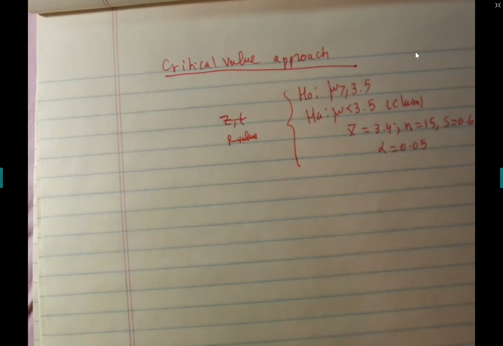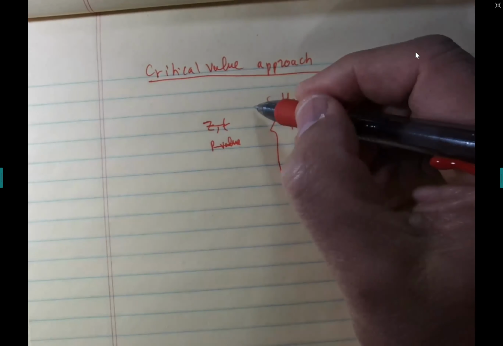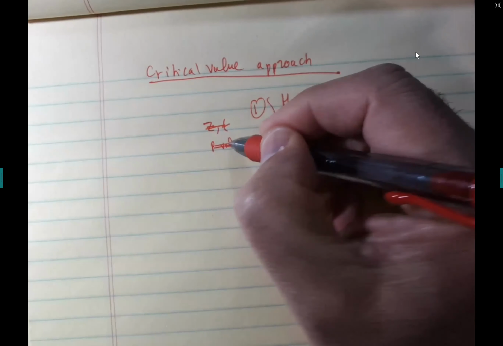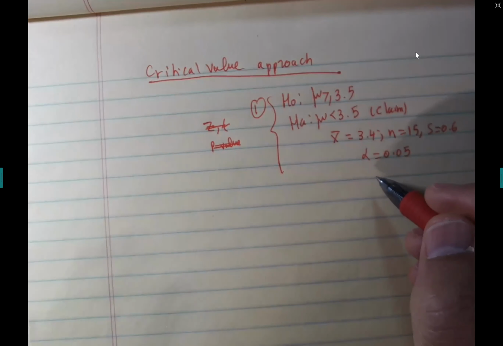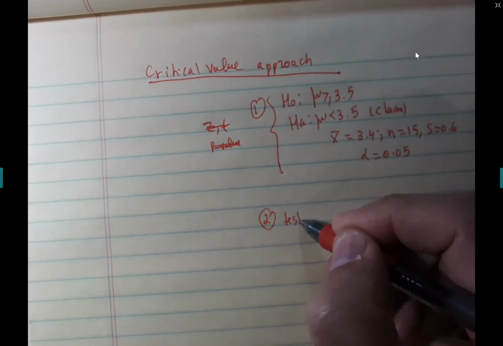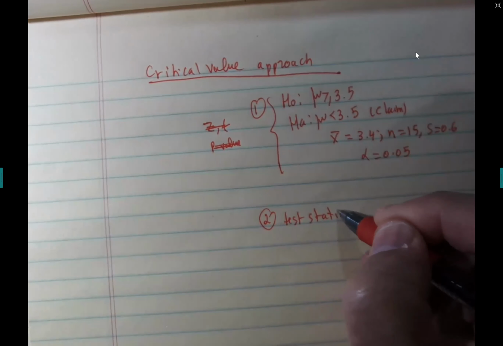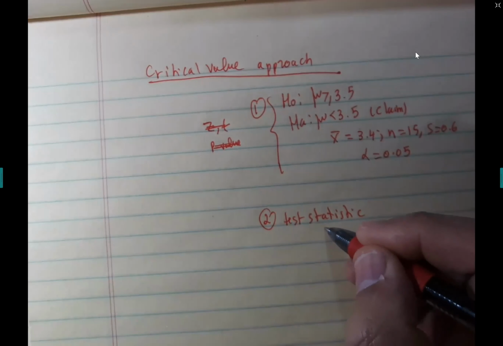Okay, what is the critical value approach? I'm going to explain it right now. So this is step number 1. Step number 2, critical value approach means you're not using the calculator, you're just doing it by hand. Step number 2 is to find the test statistic, which you've been finding using the calculator, and it is called T.